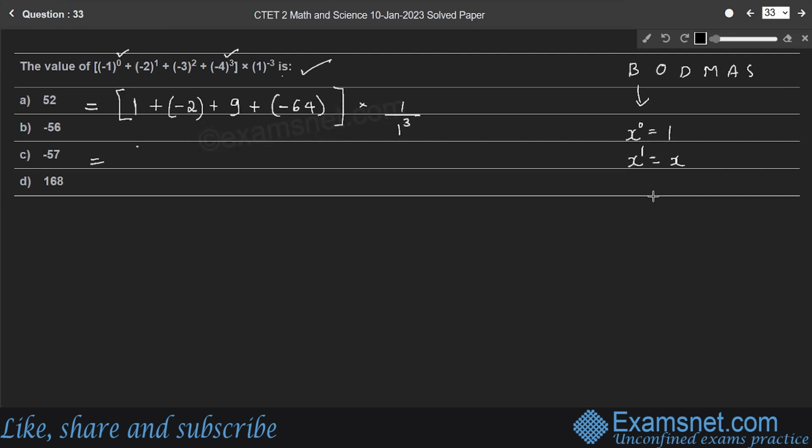Let us simplify. Inside the bracket, we have 1 minus 2 plus 9 minus 64 into 1 into 1. Therefore, 1 plus 9 is 10, minus 2 is 8, 8 minus 64 is minus 56, right? So 8 minus 64 is, yes, minus 56, which is the right answer. Hence, option B is the right answer.